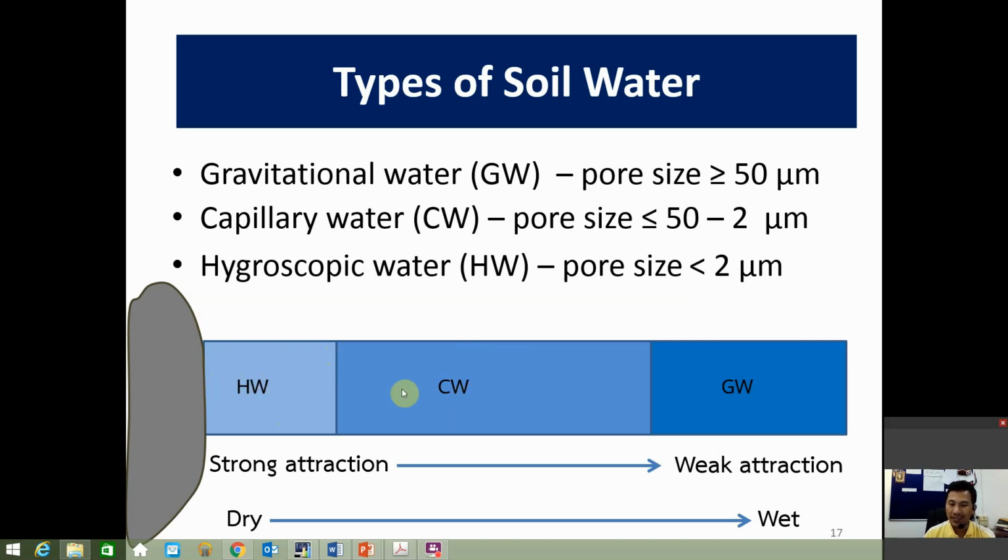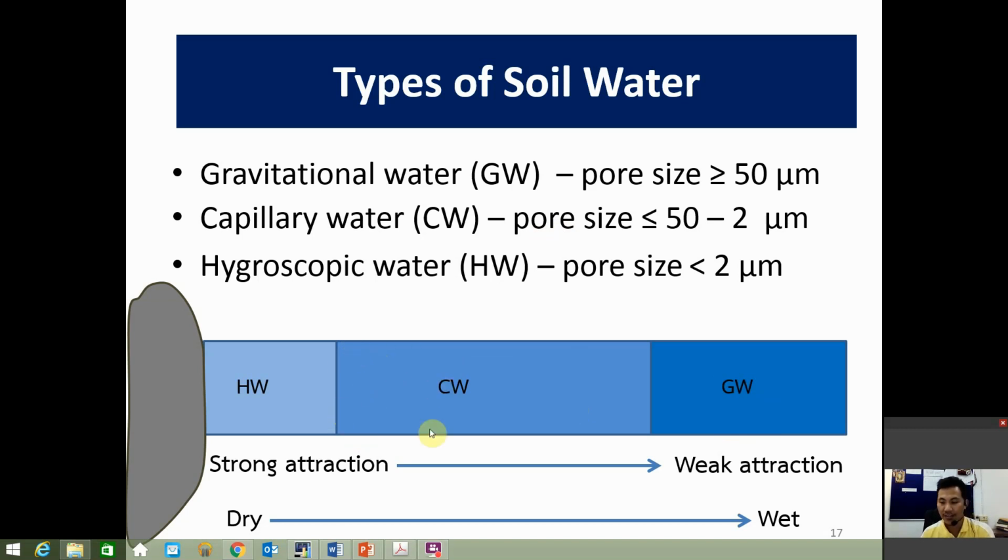The capillary water is kind of in between, and this is why this type of water is considered available water. Not the whole part of it, but most of this type of water we consider as available water for plants as well. So up here is strong attraction and here is weak attraction. Once the gravitational water drains out and you have capillary water left, plants use it up, and maybe a few amounts are left, and then microorganisms can use up the water as well.